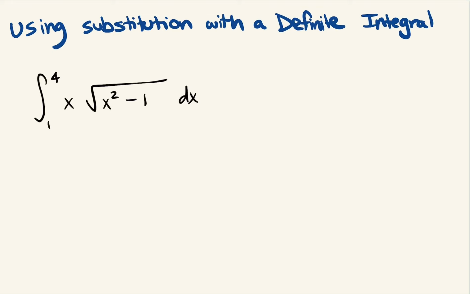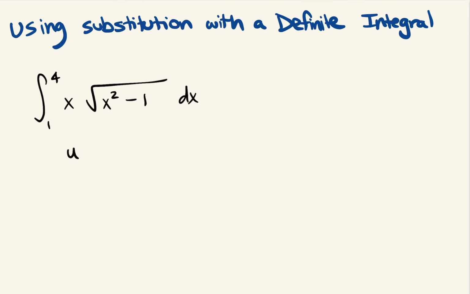Okay, so for substitution, again, the first thing I think about is what's the most complicated part, which here would be the square root of something. And does that derivative show up on the outside being multiplied? Well, if I have x squared minus 1, the derivative of that is 2x. I don't have a 2x out here, but I have something that's almost 2x. It's just missing a constant.